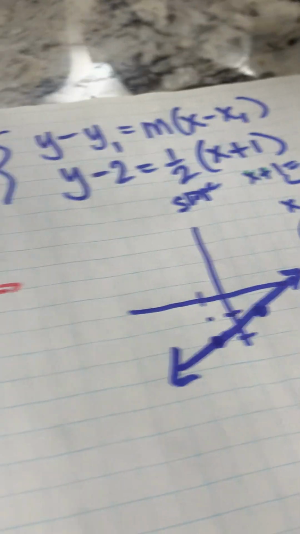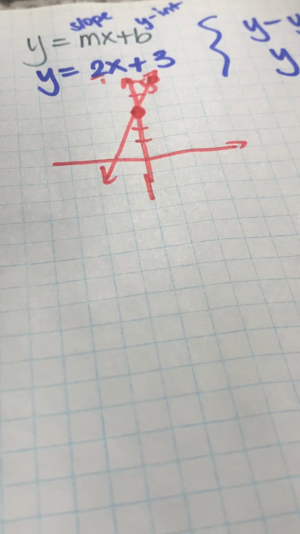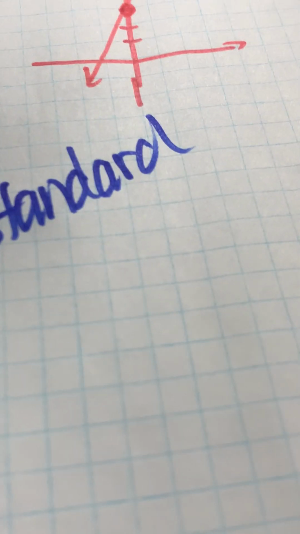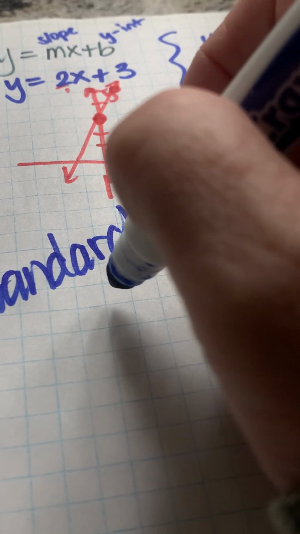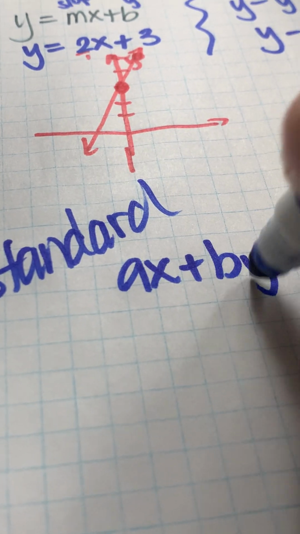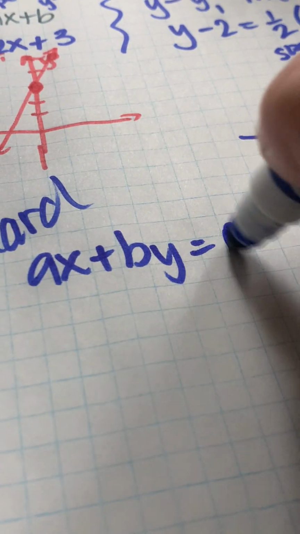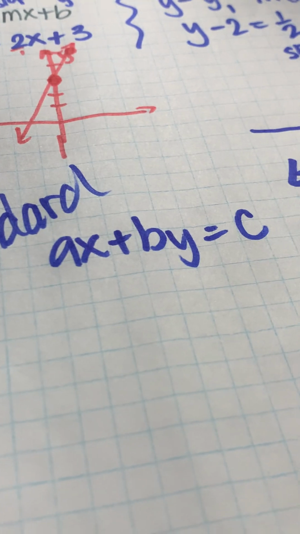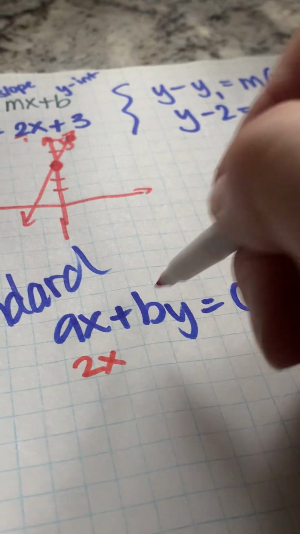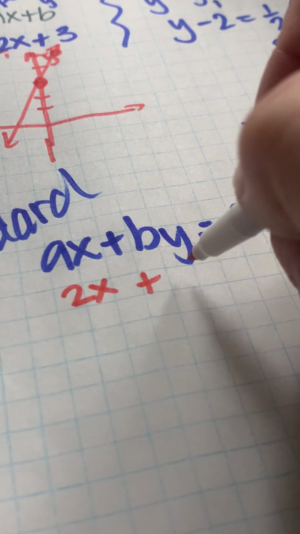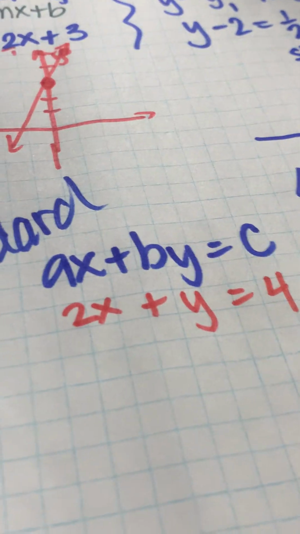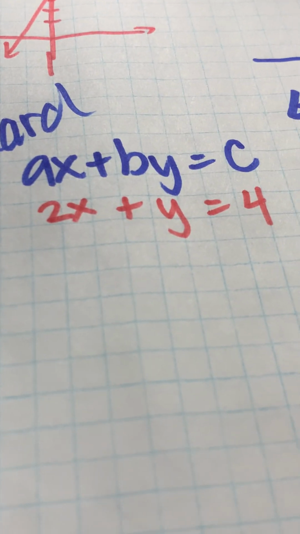There's one more, because us math teachers are crazy. Standard form would be something like, in general, they call it ax plus by equals, I think they put a c over here if I'm not mistaken. With numbers in it, maybe it is 2x plus, let's make it just y equals 4. That would be in standard form.